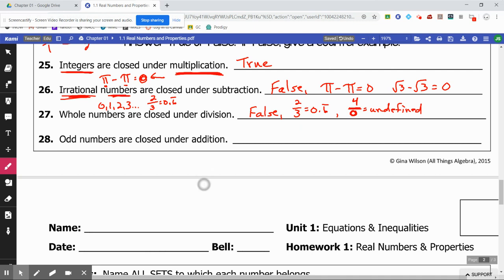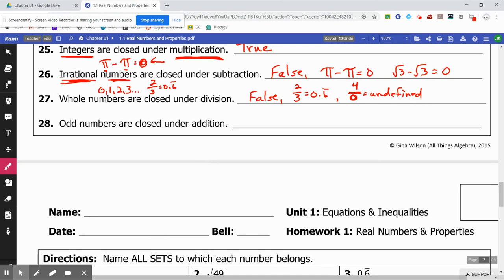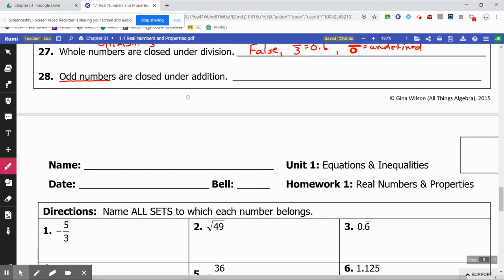I don't. Number 28, odd numbers are closed under addition, which means could I take any odd numbers, 3 and 5, and add them together, closed under addition, and get another odd number? No. And that first one actually worked out to be a counterexample. But let's look at all of them. 1 plus 7. Oh, that's still even. 3 plus 11, 14. Actually, it's right the opposite.